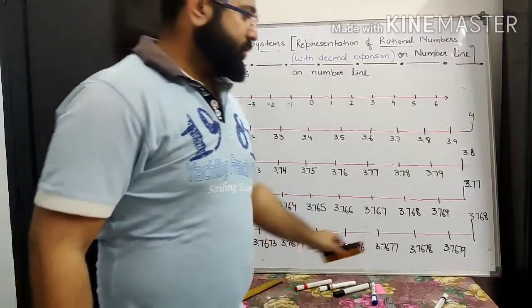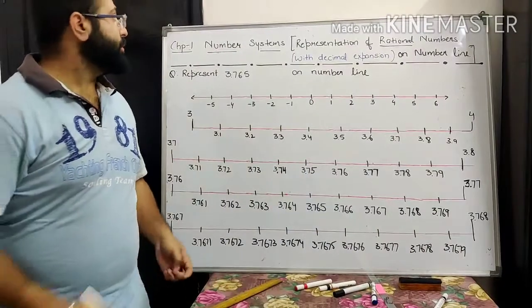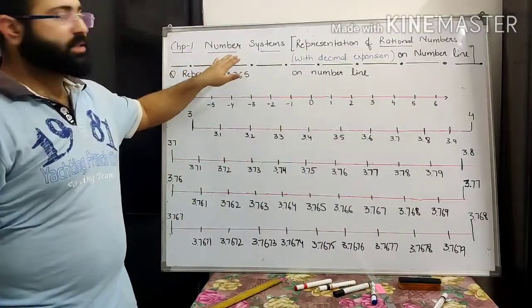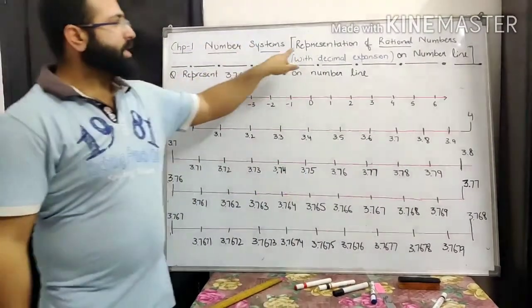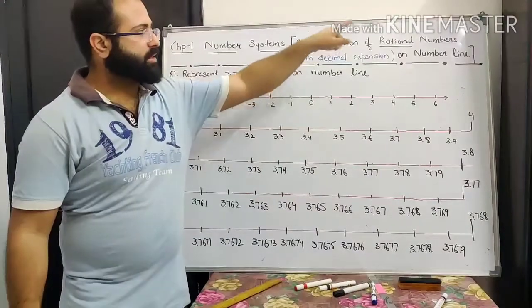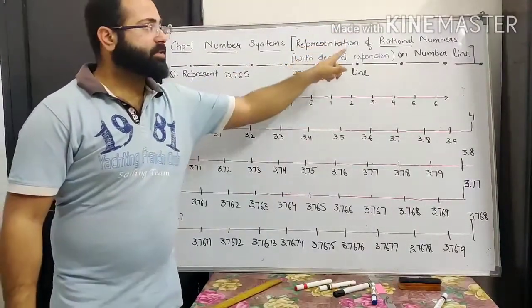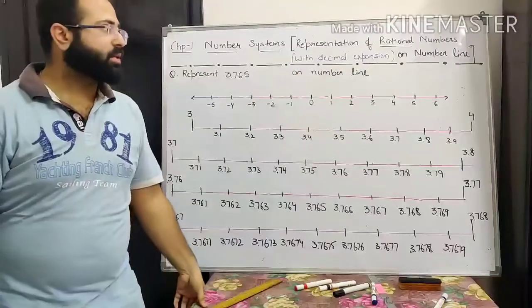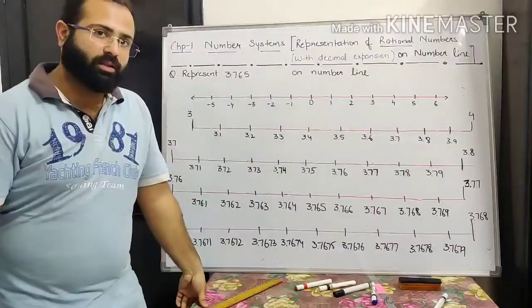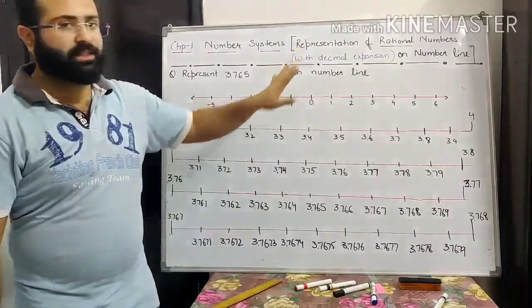Hello everyone. So in this video lecture we'll be studying about number systems, and the particular topic will be representation of rational numbers with decimal expansions on the number line. So we are to represent the rational numbers on the number line, and that too with the decimal expansion.